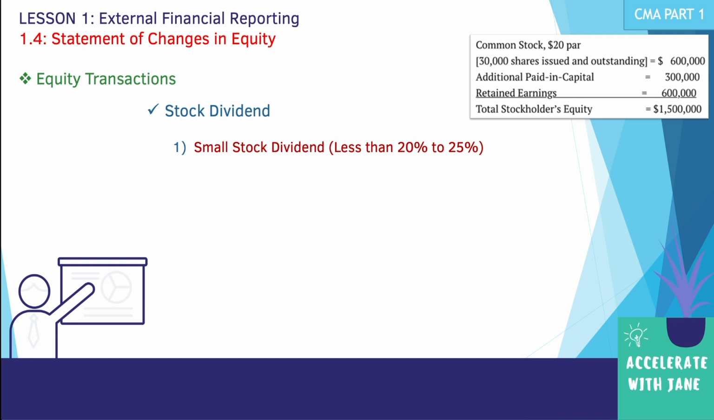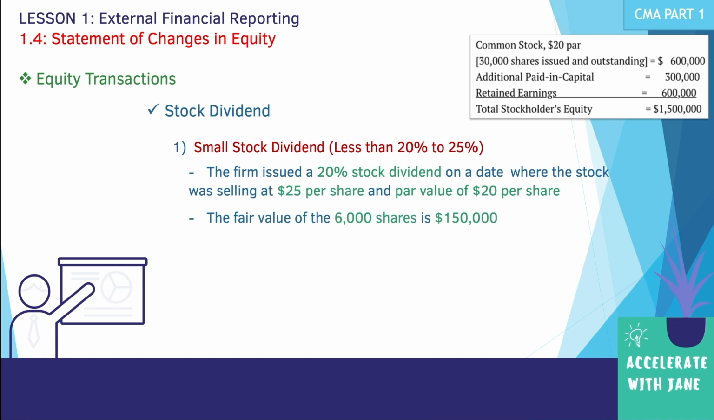So, we have here an example, okay? Common shares is equal to 600,000. It's composed of 30,000 shares issued and outstanding, which is 20 par value. We have additional paid-in capital of 300,000 and retained earnings of 600,000. Hence, the total stockholders' equity is 1,500,000.